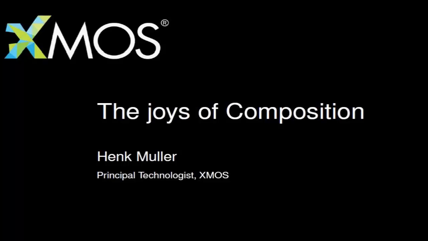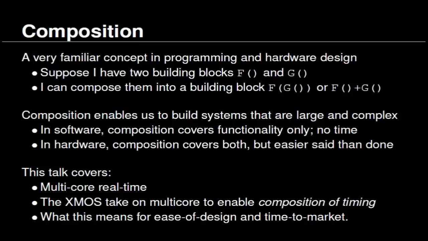What I would like to cover is a talk on the edge of architecture and software, at the core of which is composition of blocks. And composition is something that everybody uses the whole time, whether you design hardware or software. I've got two building blocks, F and G, and I can put the two blocks together to do something together. And I can add a result, or I can apply the result of G to F, or I can do something with them. And this is really at the core of hardware and software design.